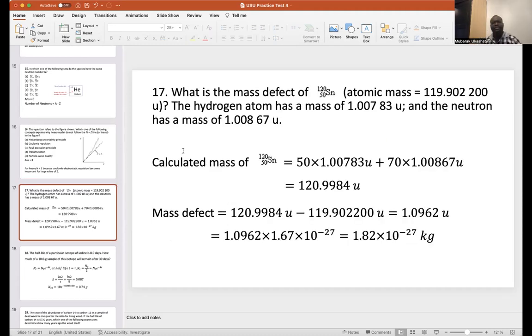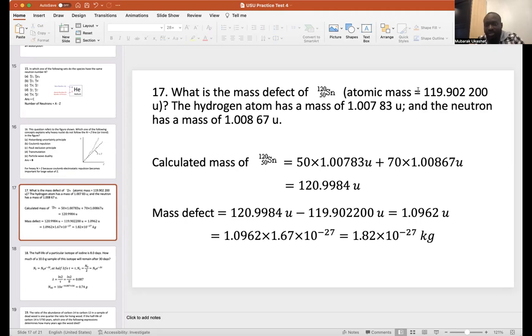What is the mass defect of 120 and 50? So the mass number is 120, the proton number is 50. So we want to see the mass defect. So we are given the atomic mass, so we're going to calculate the real mass. So the proton number is 50, the neutron number is 120 minus 50, which is 70. So we're going to multiply the proton number by the atomic mass of proton, which is the atomic mass of hydrogen. And then we're going to multiply the neutron number, which is 70, by the neutron atomic mass, 1.0867. So the calculated mass will be 50 for protons times the hydrogen mass plus 70 for neutrons times the neutron mass. This is what we calculate.